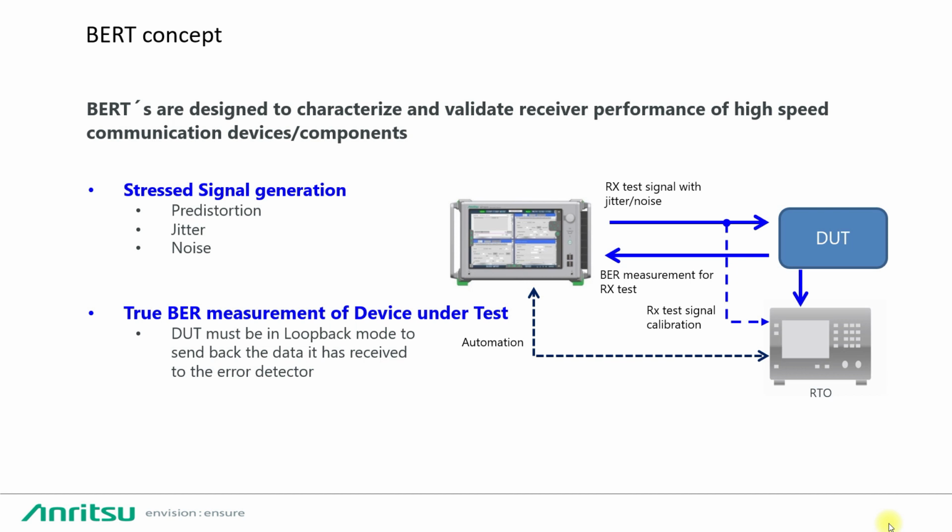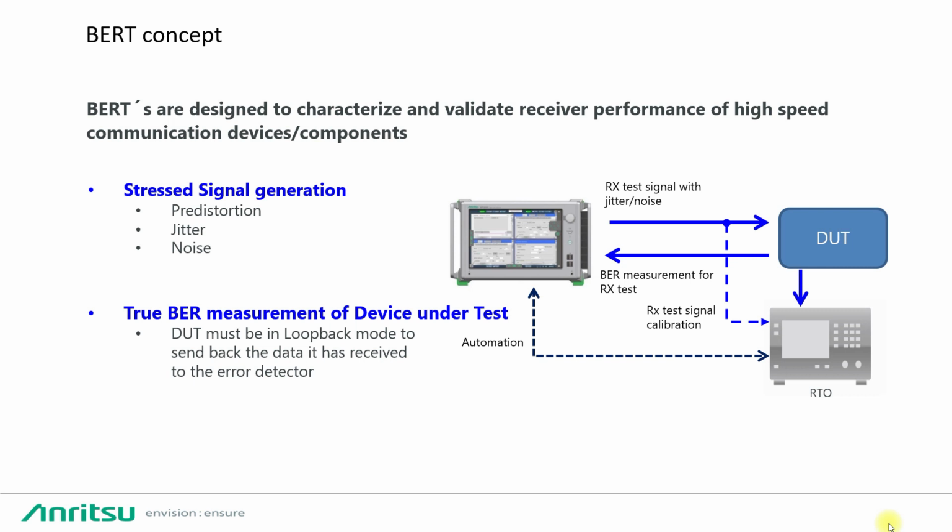This picture shows a typical measurement setup for a BERT system. A BERT typically consists of a pulse pattern generator, or PPG, plus additional signal stressing modules for jitter and noise, and an error detector. As shown in the picture, the PPG feeds a stress signal to a DUT, device under test, to simulate real-world or worst-case conditions for the DUT's receiver.